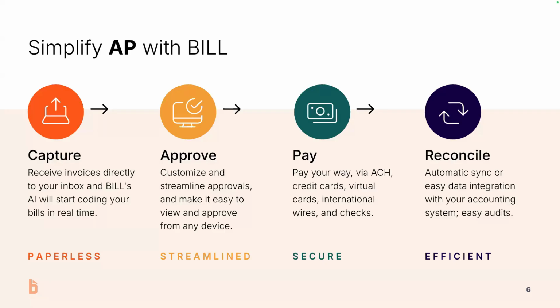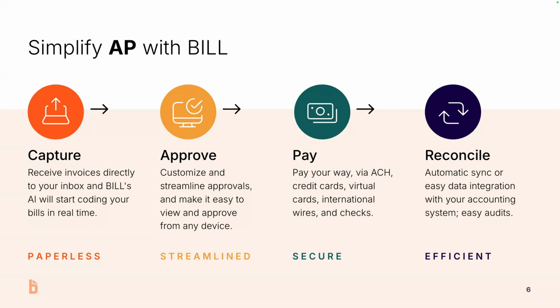Starting with AP, at Bill, we've taken the process of normal backend AP processes and bill pay from around 14 to 20-ish steps and broken that down into four consolidated steps. Step one, capture. This is where we get the invoices from your vendors, push them into the Bill platform, and then utilize AI to help you extract the data off of your documents so that you are no longer manually entering in dates, amounts, coding, all of the fun stuff that nobody wants to do. We can have AI help you with.